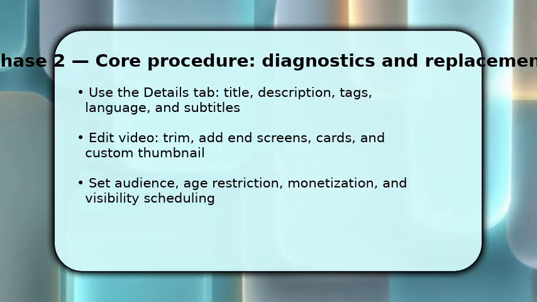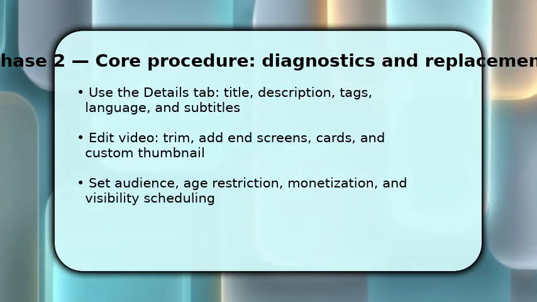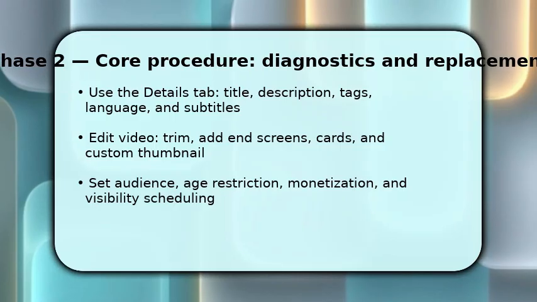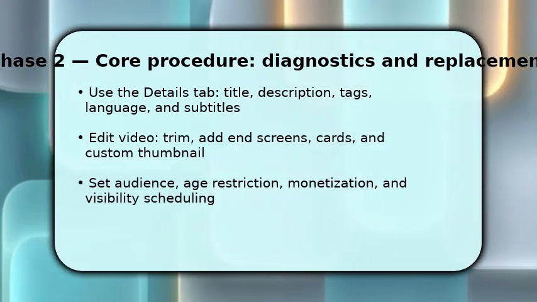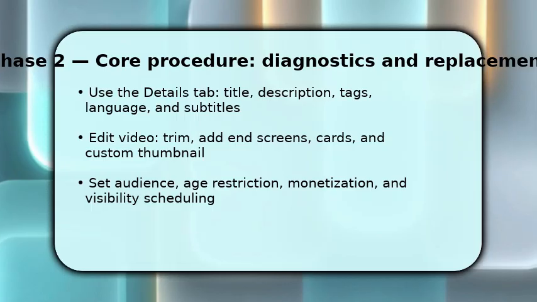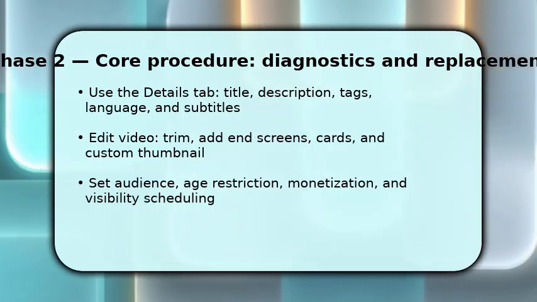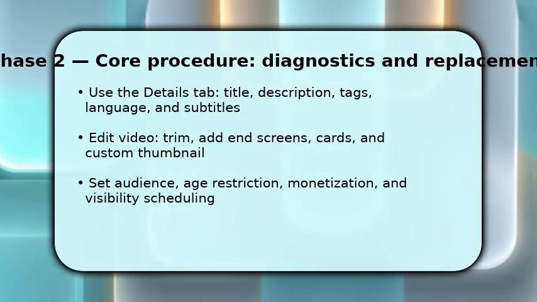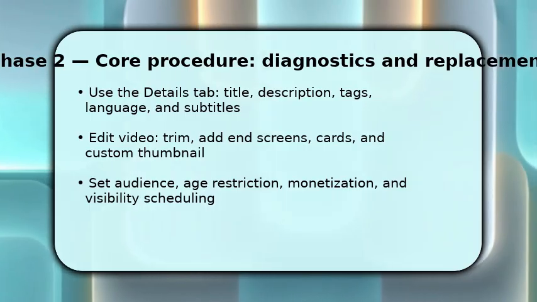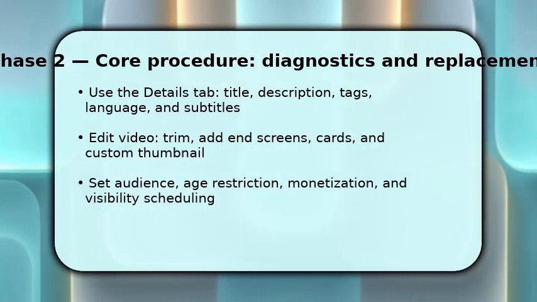In the editor, trim dead air, add end screens and cards, and upload your custom thumbnail for better CTR. Also set audience options, age limits, and monetization choices if eligible. Once configured, review the checks on the right pane and make adjustments before hitting Next.